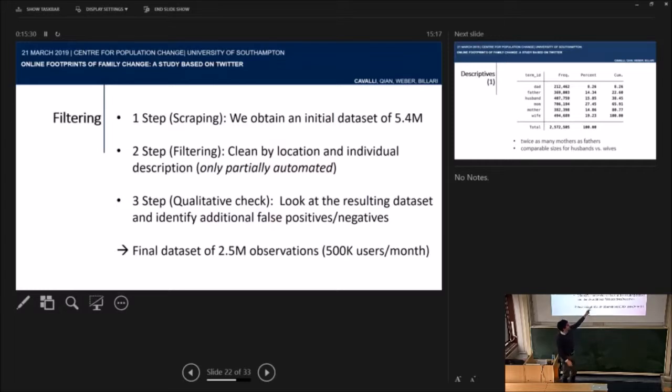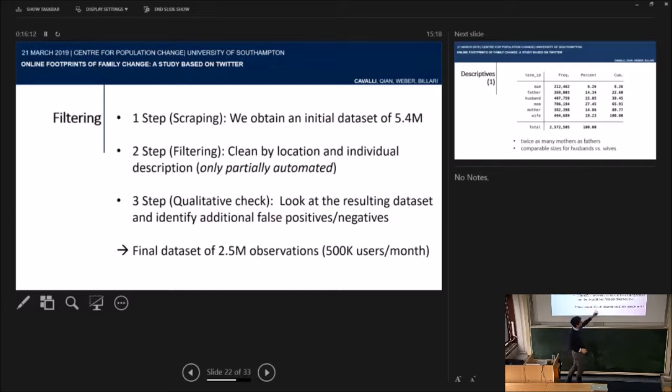We first start from 5.4 million hits in our scraping. Of course we clean by location, because a lot of people, for example, say in their location, "I'm in my dreams," and "in" is the code for Indiana. So for us it's Indiana, but actually they're in their dreams, and we want to put them out. Then we also look at individual descriptions. A lot of people will describe themselves as, for example, a proud father of two wonderful Yorkshires. You don't want people who describe themselves as fathers of dogs or other pets, so you also have to filter that.